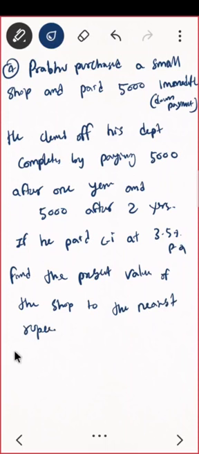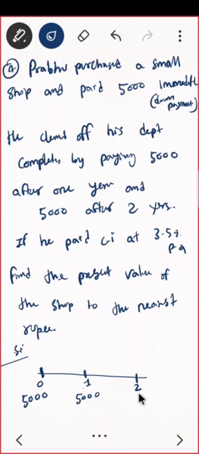Okay, read the question properly, try to see what things are given. So there is a 3 years plan. So first is 0, you can see this is first year, this is second year. So in the starting he is paying 5,000 rupees, that is down payment. After 1 year also he is paying 5,000 rupees, and after second year also he is paying 5,000 rupees. Correct? So how will you calculate present value?